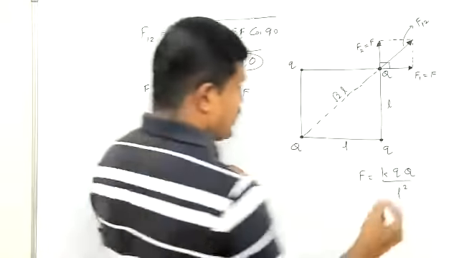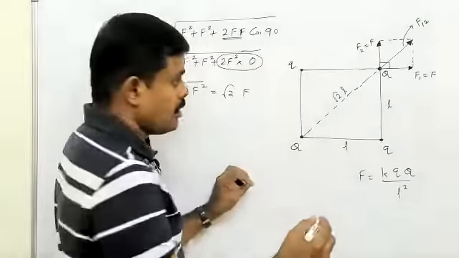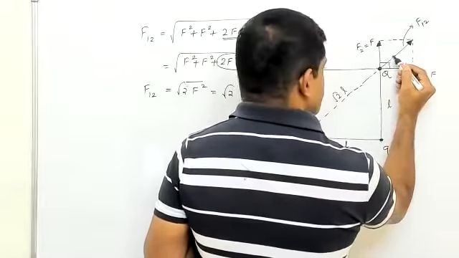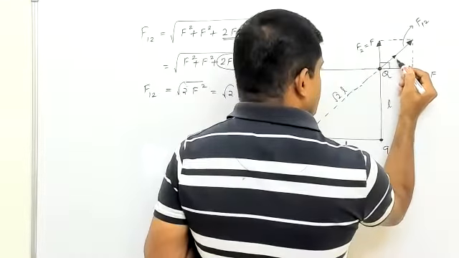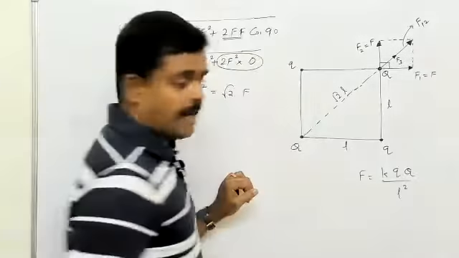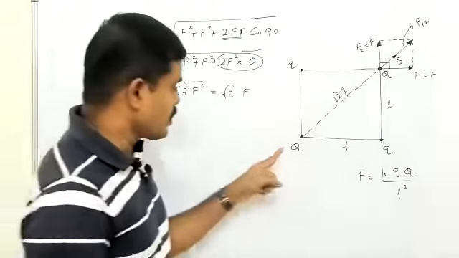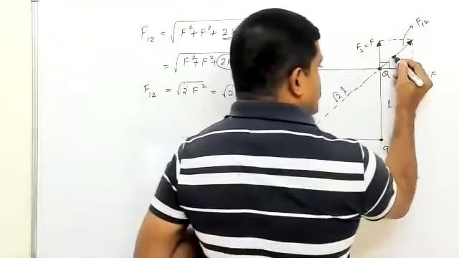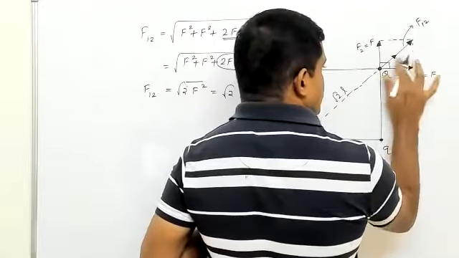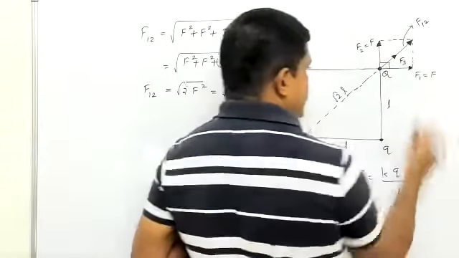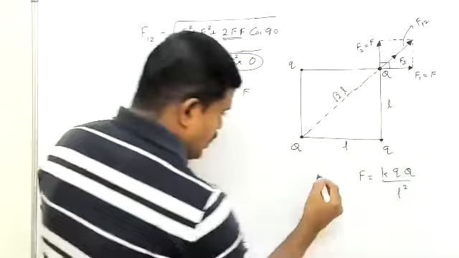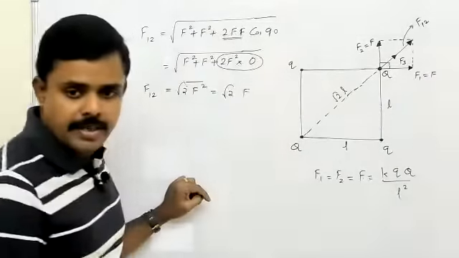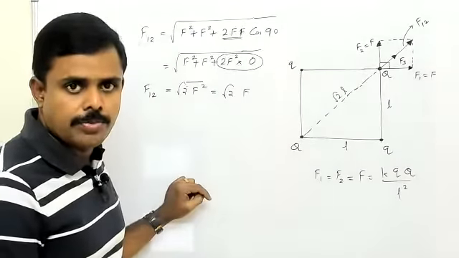So I can call that force by the name F3. Now, why is it in that direction? Because this is repelling this in this direction. Look at the line of action. This is the line of action. I can call the third force by the name F3. So F1 was equal to F2 was equal to F. That is what I call KQq by L square.